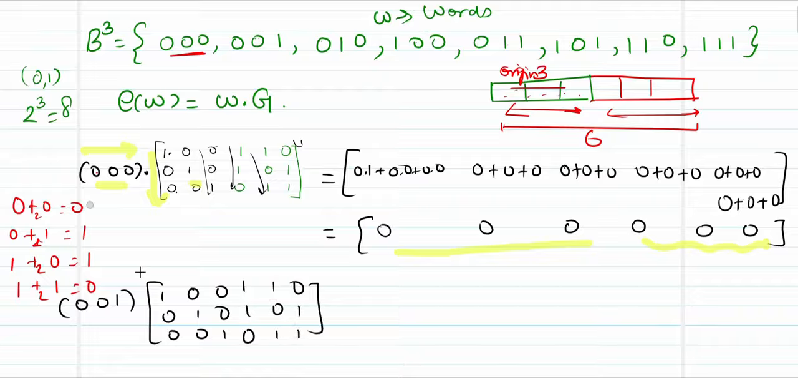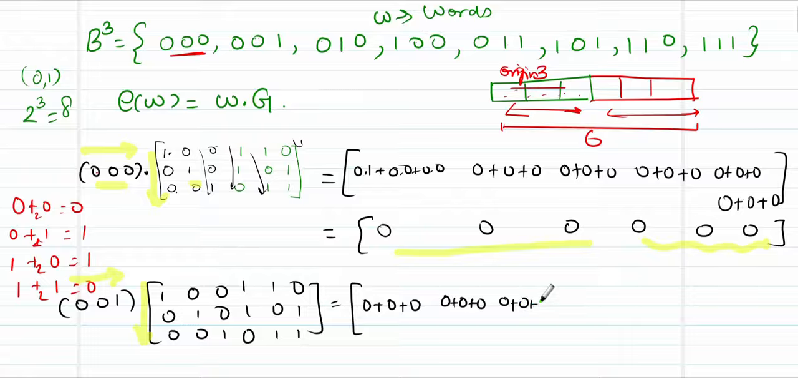We need to multiply a row with a column. So we will make this the first element: 0 into 1, 0 plus 0 into 0, 0 plus 1 into 0, 0. Next, 0 into 0, 0, 0 into 1, 0, 1 into 0, 0. Next element, 0 into 0, 0, 0 into 0, 0.